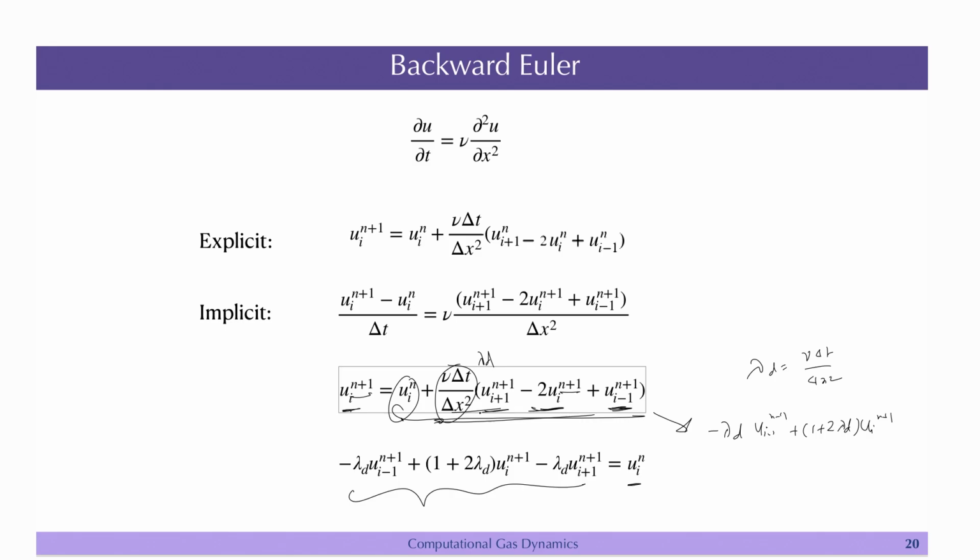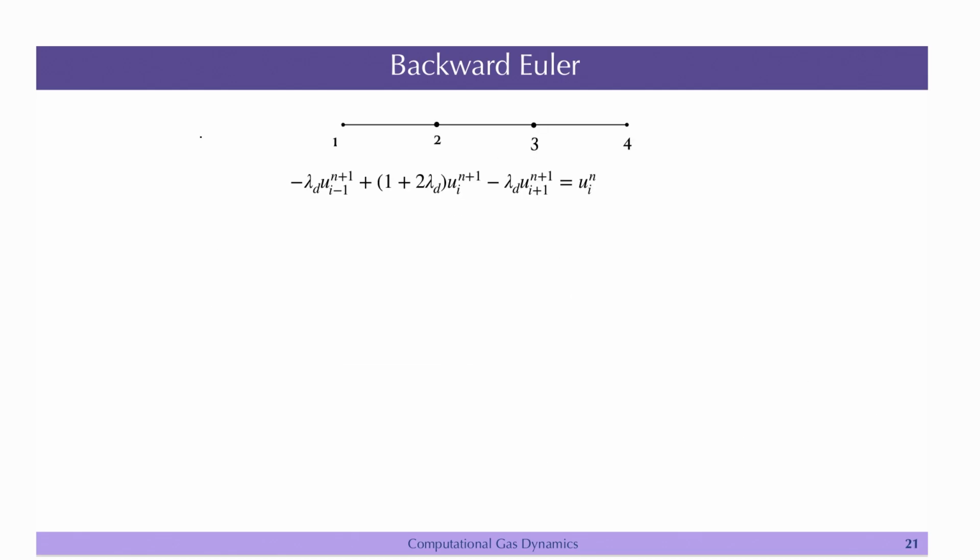And similarly, you can take this u(i+1, n+1), that will become minus lambda d u(i+1, n+1), is equal to u(i, n). That is what is written here. So now we have collected the n on the right-hand side and n plus 1 on the left-hand side, and our goal is to calculate all these u(i, n+1), u(i-1, n+1), u(i+1, n+1) simultaneously by using the values of all the u(i, n)'s. Okay.